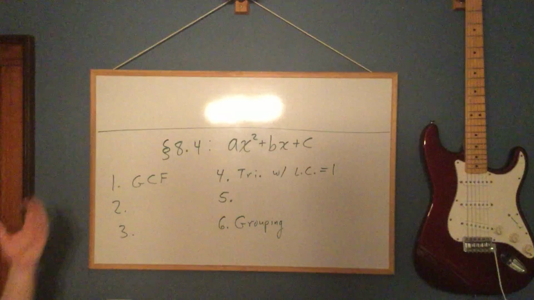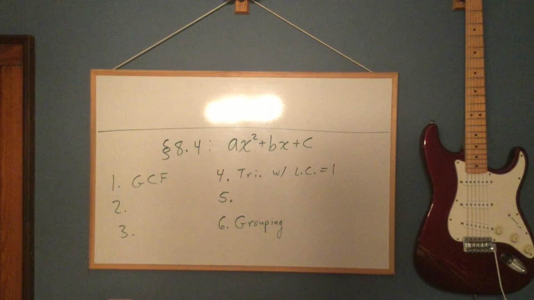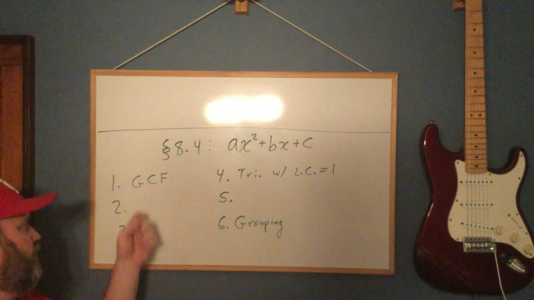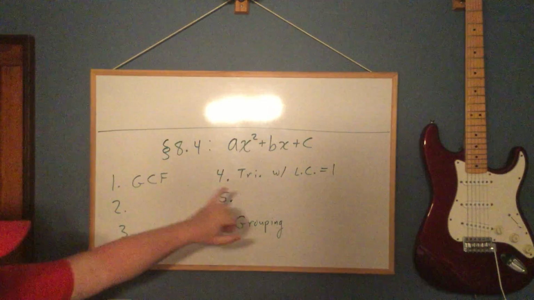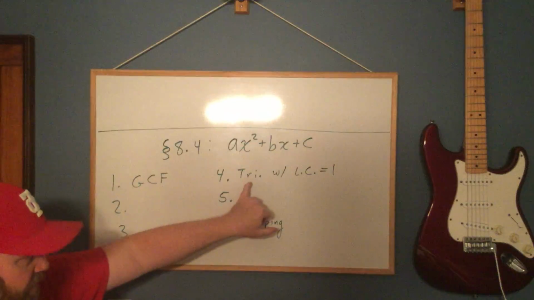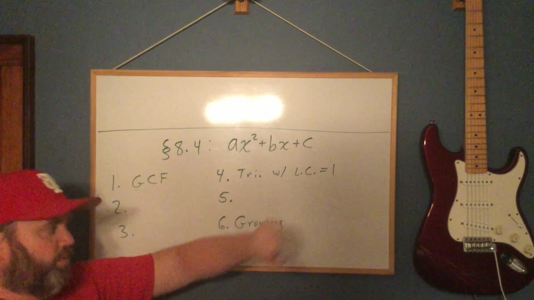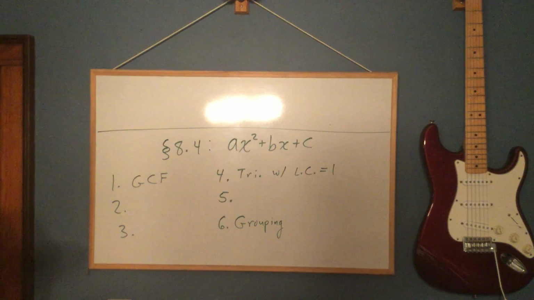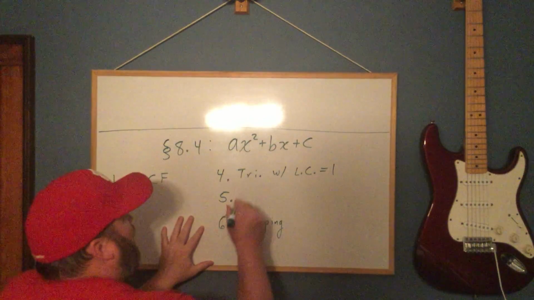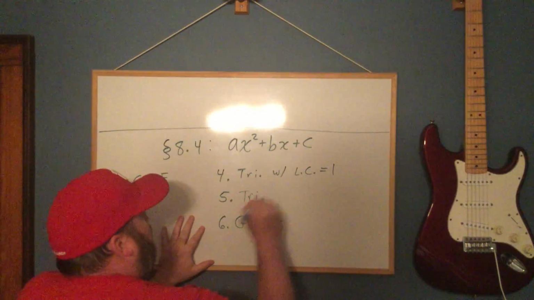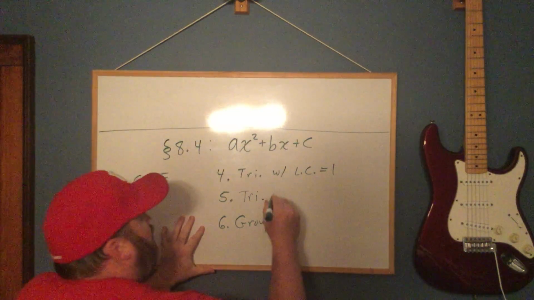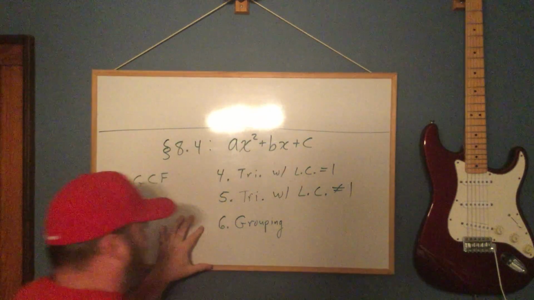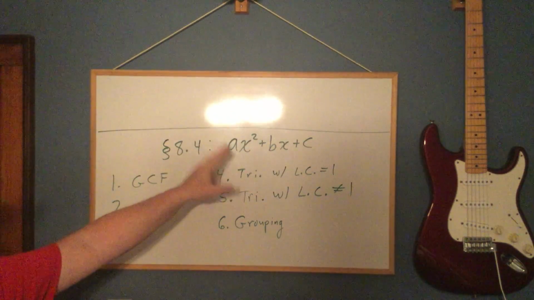Okay, so I have our list of 6 things, the order in which we want to try to factor things. So we always look for the greatest common factor first. We don't know these two yet. In 8.3, we learned how to factor a trinomial with a leading coefficient equal to 1. We don't know 5 yet. And 6, we learned to group. So this is actually going to be number 5. It is a trinomial, which I'm just going to abbreviate as tri, with the leading coefficient not equal to 1. So in other words, a is going to be something besides 1.